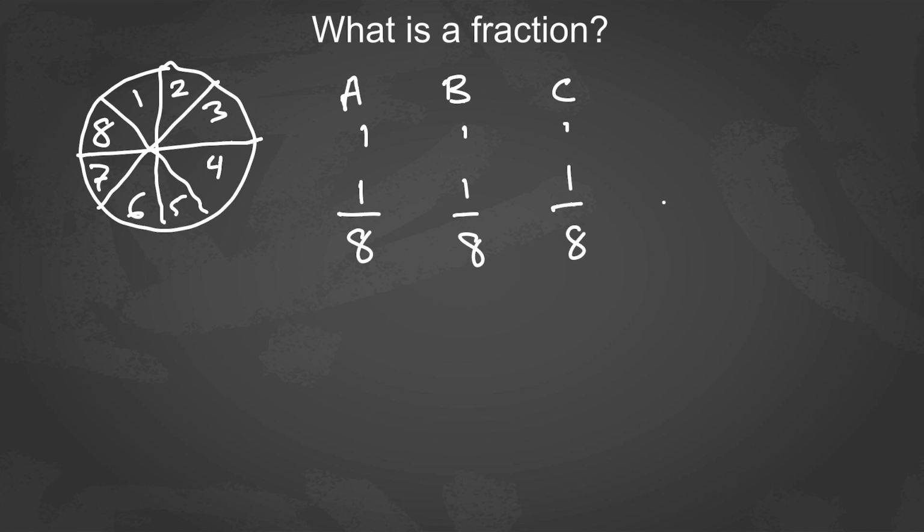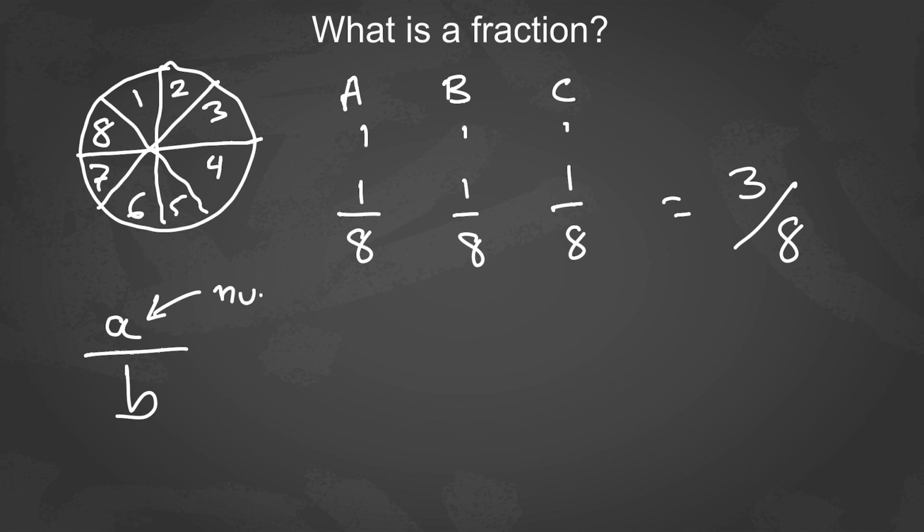So in total, if each person ate 1 slice of pizza and there are 3 people in your family, it will be 3 out of the 8, right? And then this is how we'll go ahead and represent a fraction. So we'll represent a fraction with some number A divided by another number B. The number on top, right, this A here, is what we call the numerator.